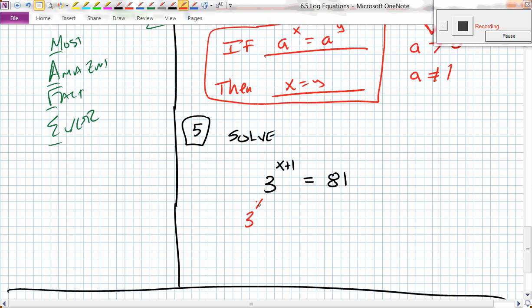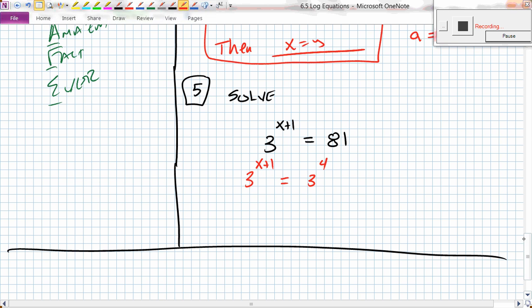If you have 3 to the x plus 1 equals 81, the idea is to change 81 into a base of 3 so that you can imply. Implore? No, that's not the word. What's the word I'm looking for? Imply? Anyways, 3 to the 4th. There. I just stick to the math, not the words. Okay. Yeah, you got 3, 9, 27, and then 81.